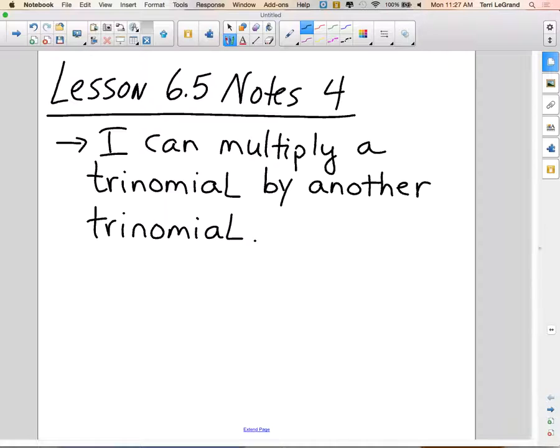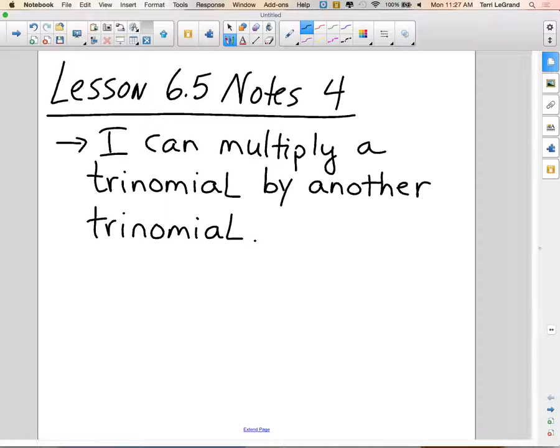Okay. Well, if our learning goal today is I can multiply a trinomial by another trinomial, how many multiplications do you think will be involved today? 9. Why 9? Because you got 3 and 3. So 1, 2, 3, 4, 5, 6, 7, 8, 9. So each term of the first trinomial has to be multiplied by each of the terms of the other trinomial.